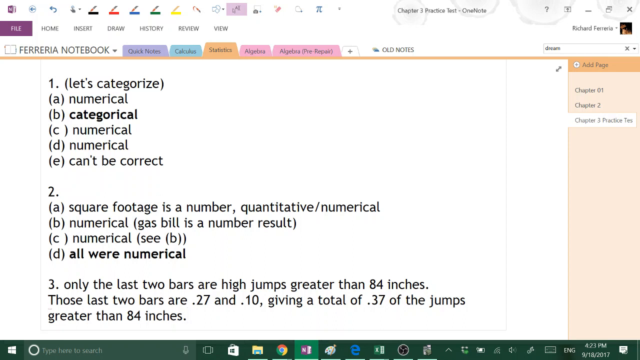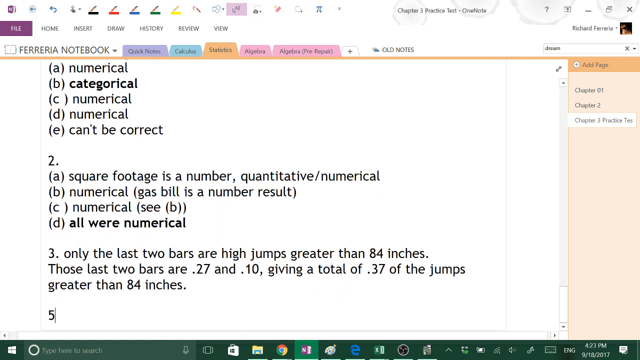Basically, take those last 2 bars and add them together. Now, the only trick here is trying to locate where 84 is. You want them to be greater than 84 inches, so that means 85 or greater. How far off could you be on your answer? 37, 38, 39 might be okay. On the other side, 36 would be okay. 35 might be a little bit iffy.